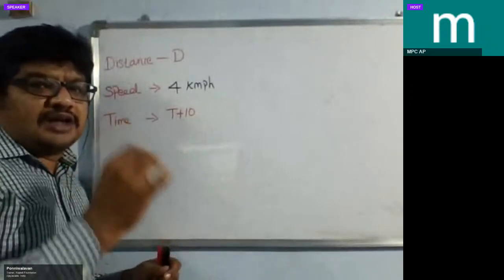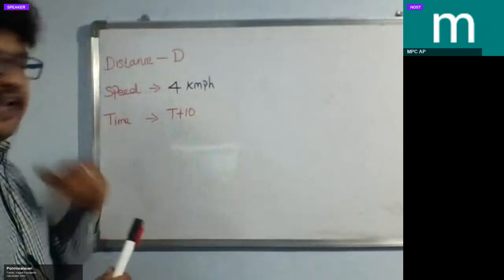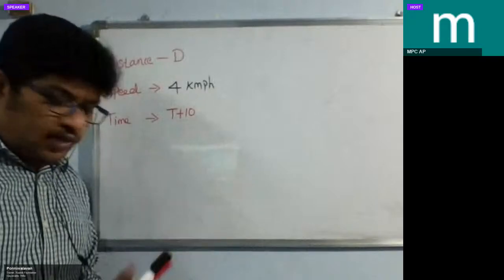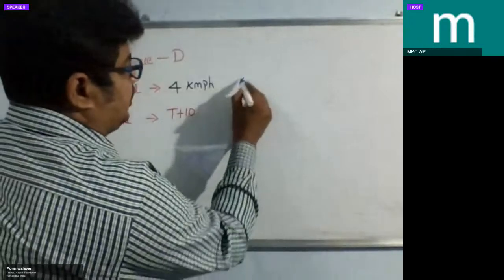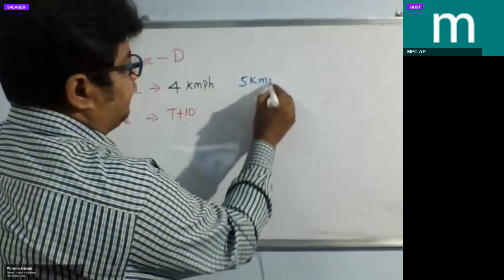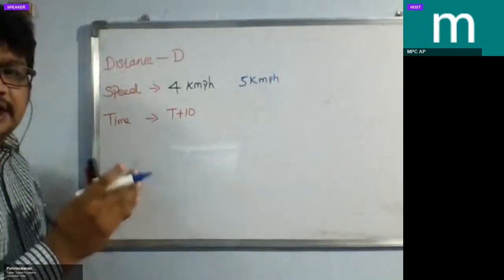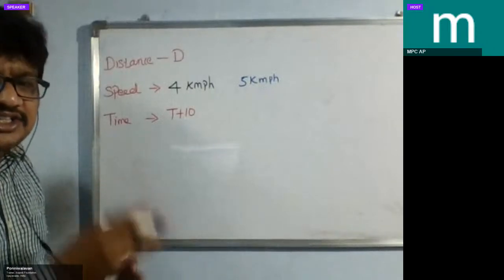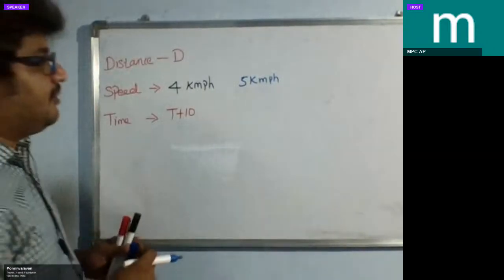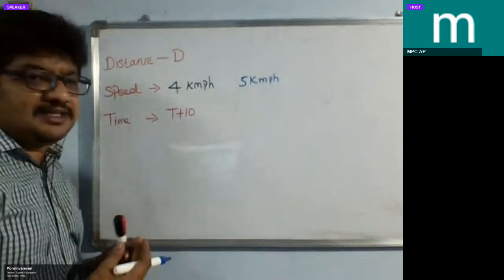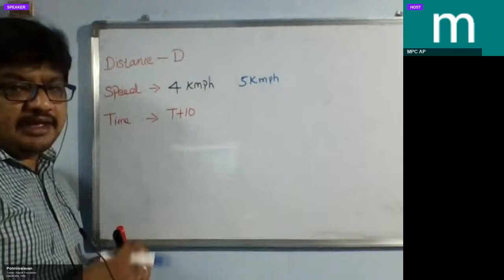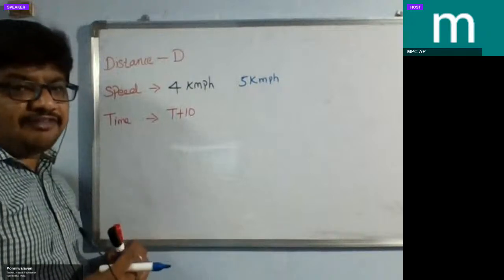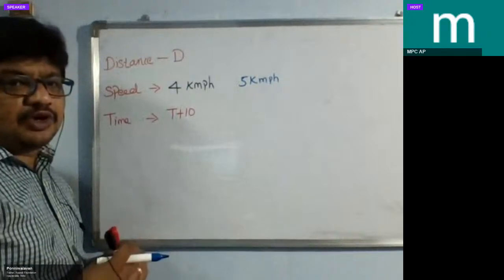If he walks at 5 kilometer per hour, next day he planned, now I am going to walk fast. So tomorrow he walks at 5 kilometer per hour. He reaches 5 minutes before the arrival of the bus. 5 minutes before arrival of the bus, now, is he taking less time or more time?